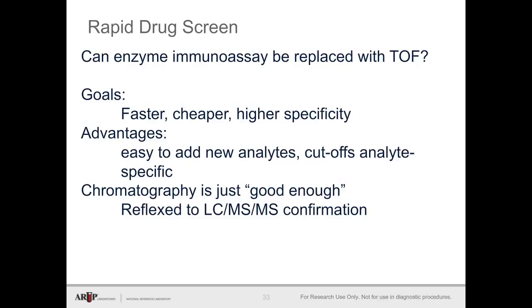Another advantage to screening by TOF is we would not need to wait for an immunoassay kit to be developed for a new drug that's on the market. We could just get a standard for it and add it to the assay. Since any positives would still be reflexed to confirmation and quantitation by LC-MS, the chromatography didn't need to be perfect, but just good enough.